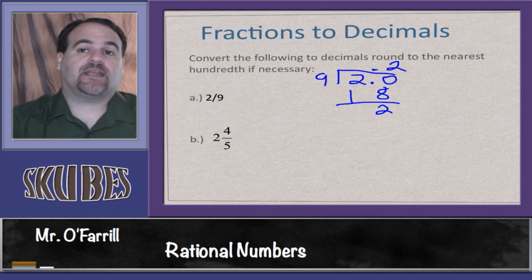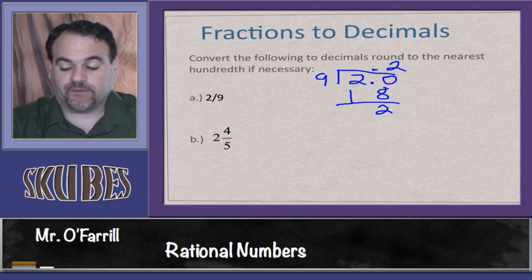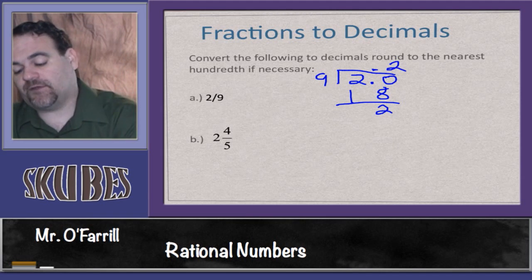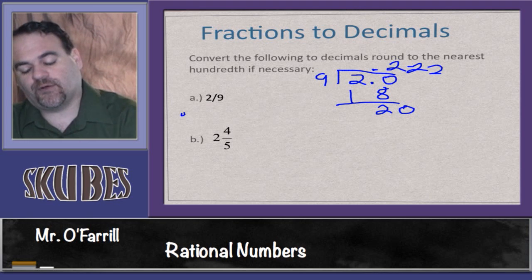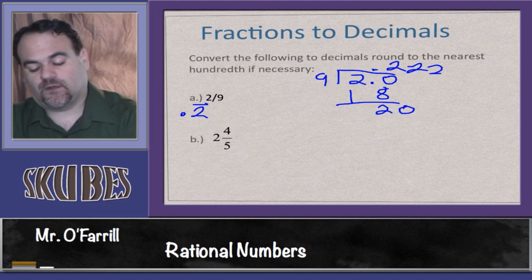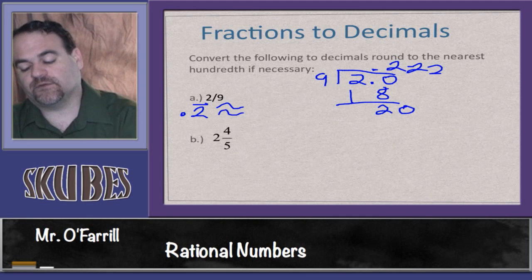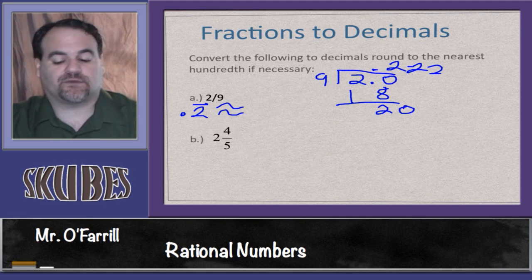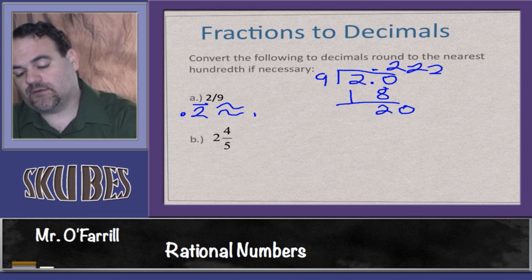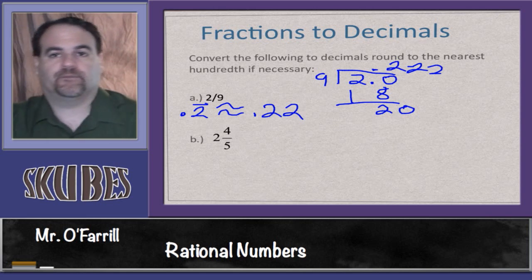But look at that. The same thing happened. We got 2, which we bring down would be 20. So it's just going to be a string of 2s. We can say 0.2 repeating, which approximately equals, since the problem asks us to round, to 0.22.